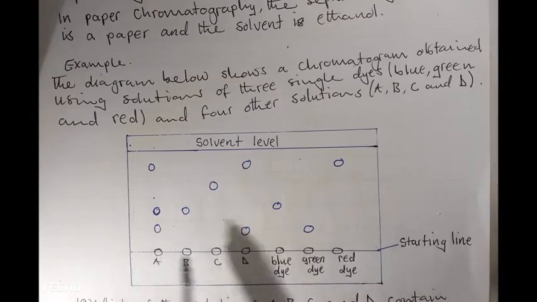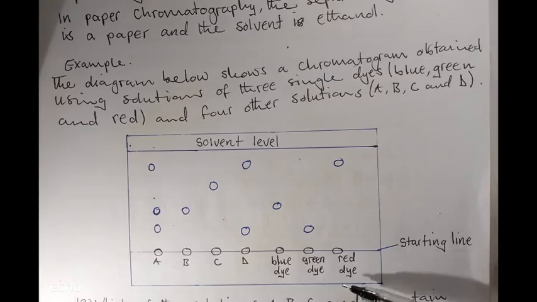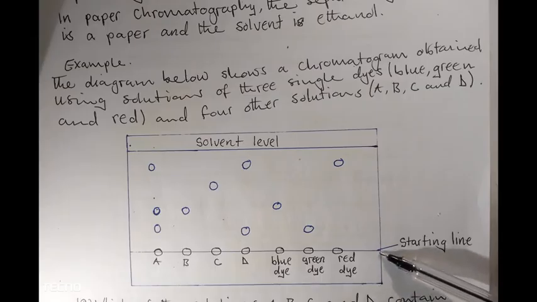The paper itself is dipped into a solvent, which is ethanol. Once it is dipped into ethanol, the line should be drawn. We draw this line using a pencil, not a pen. The reason we don't use ink when drawing this line is that ink can dissolve in the solvent and affect your result.